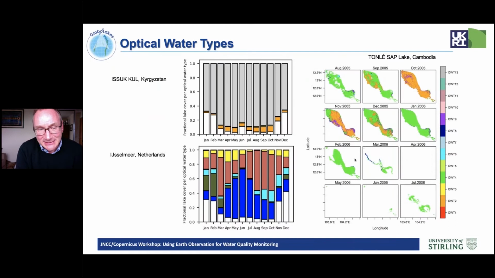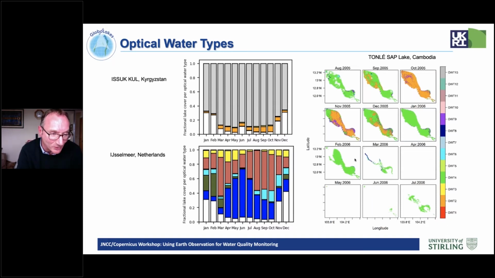So just to give you an idea of how optical water types vary, we used the optical water type algorithms that we developed, applied it to MERIS data just to see how the optical water types vary. So here's a lake, for example, here in Kyrgyzstan, where you can see, actually in this particular case, the optical water types don't vary that much, both in terms of space and time in that particular lake. So an algorithm perhaps developed for that lake might be reasonably robust.